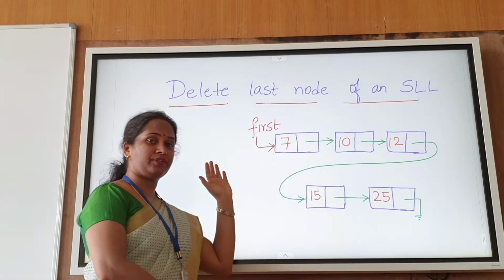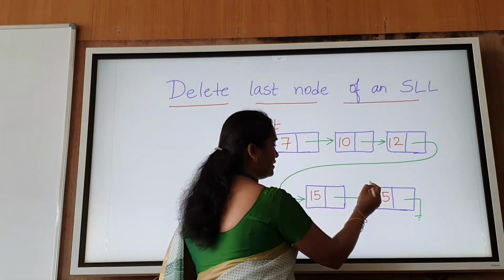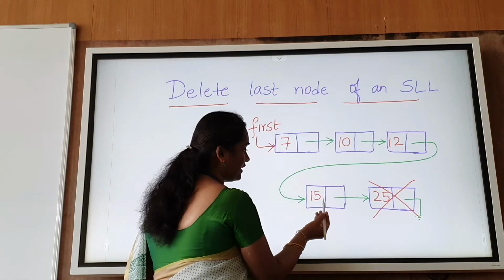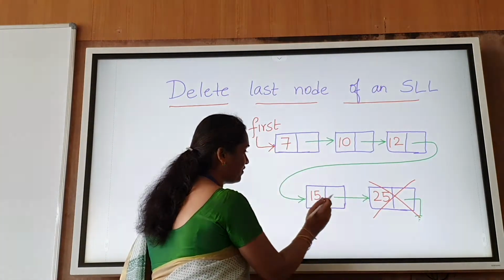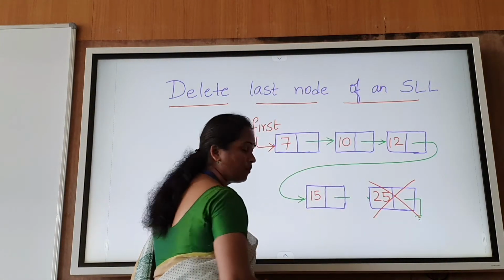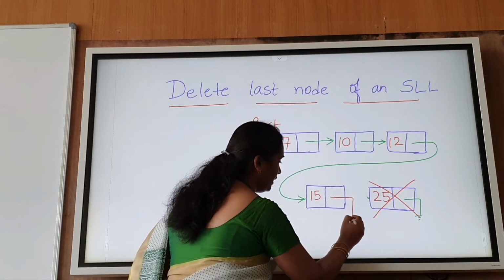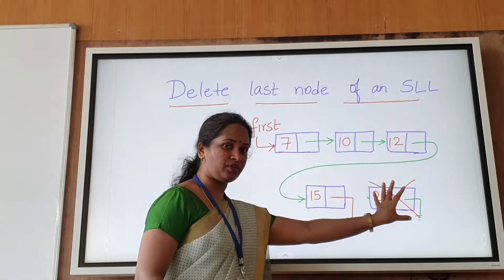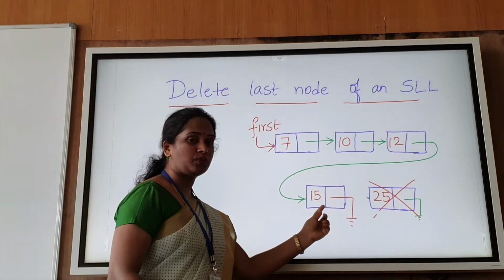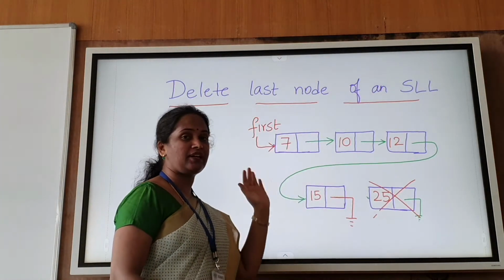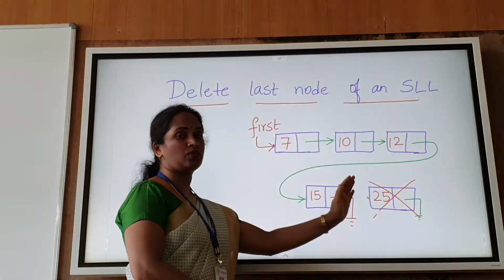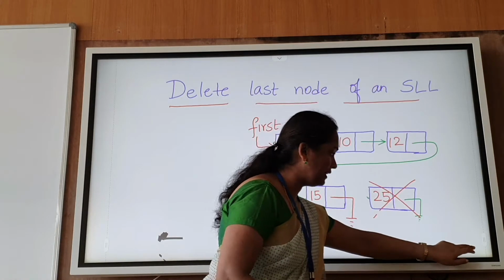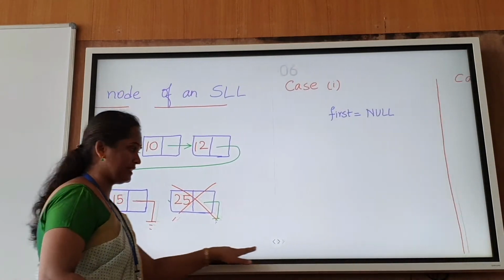So at the end of this routine, I should have this 25 node deleted, and the next link of this node whose data field is 15 should no longer point to the last node, but this should become the new last node, right? So I should have deletion of the last node and a new last node. So if there are 5 nodes at the start, at the end of this routine I should have 4 nodes existing in the list, right?